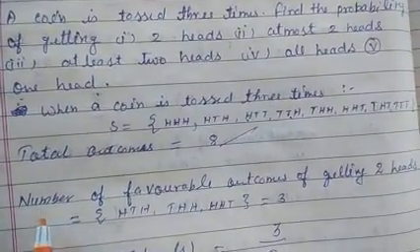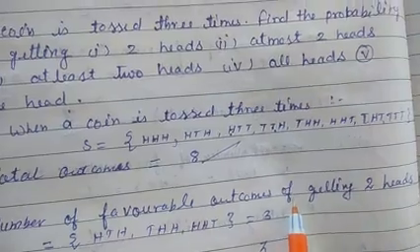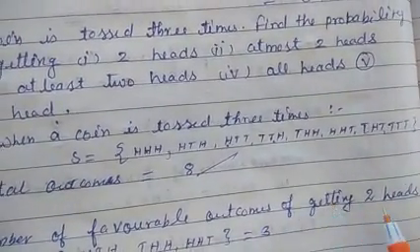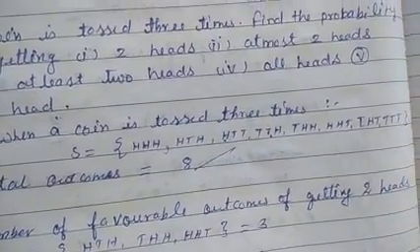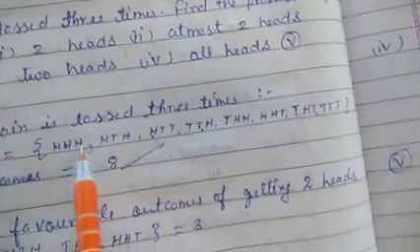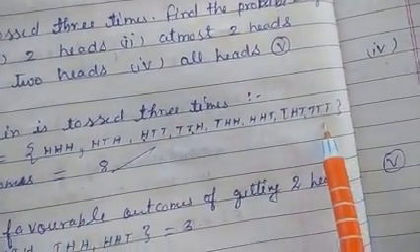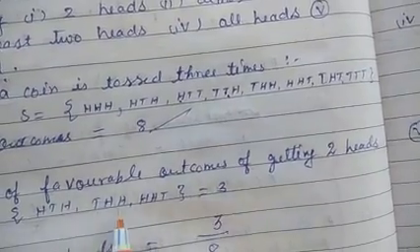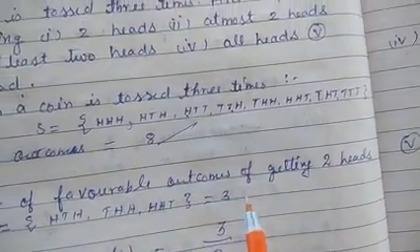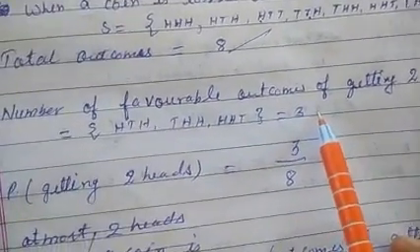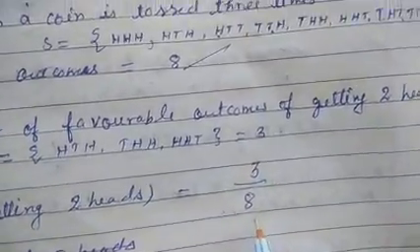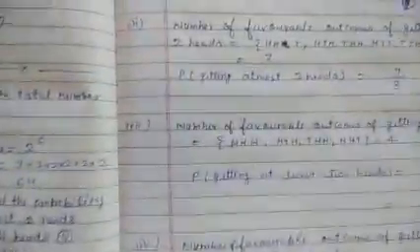So see here, the number of favorable outcomes of getting two heads. It means just see the favorable cases where there are two heads. So see, head head tail, head tail head and tail head head. These 3 are the favorable cases. So the probability of getting two heads is 3 by 8.